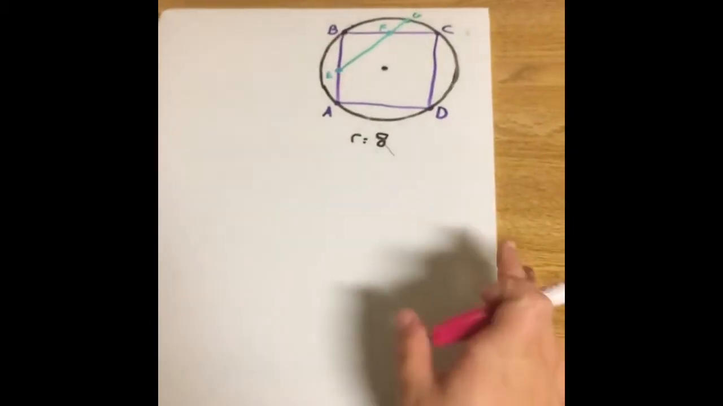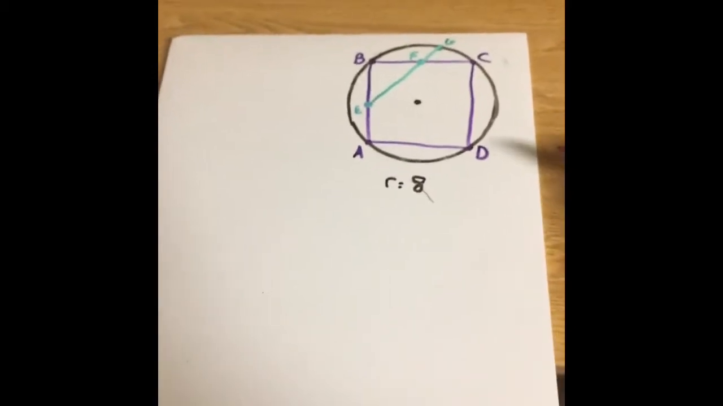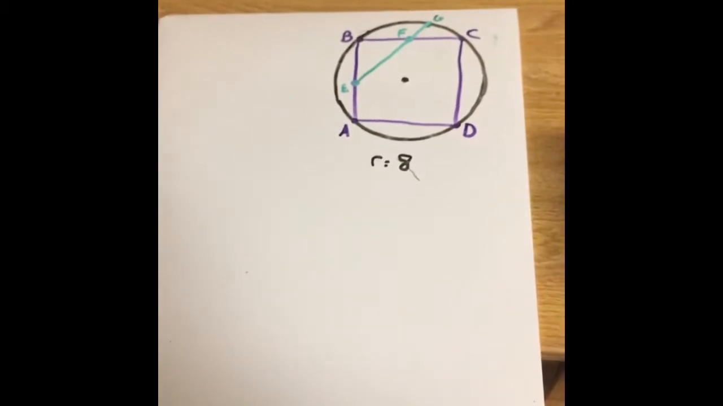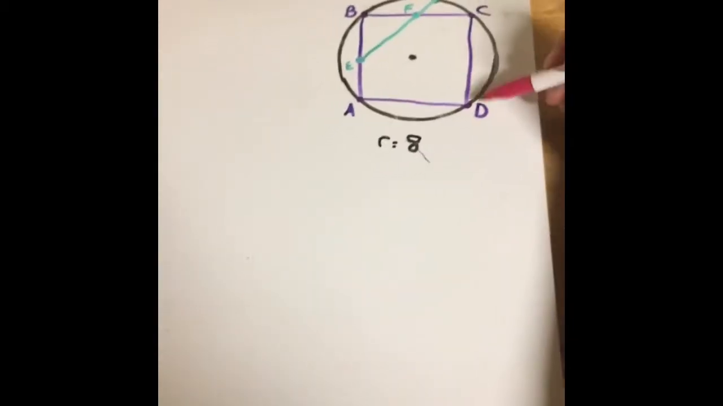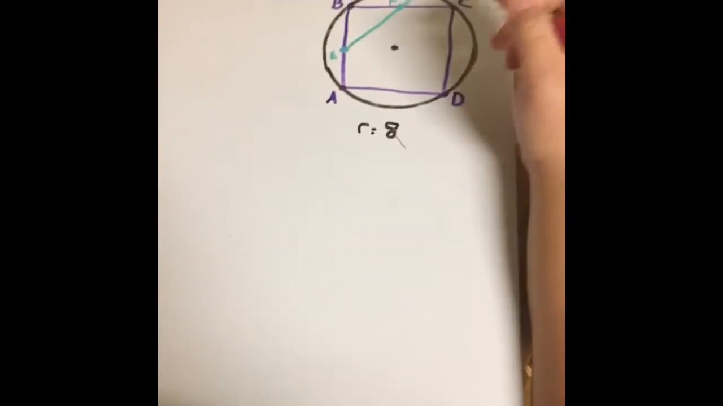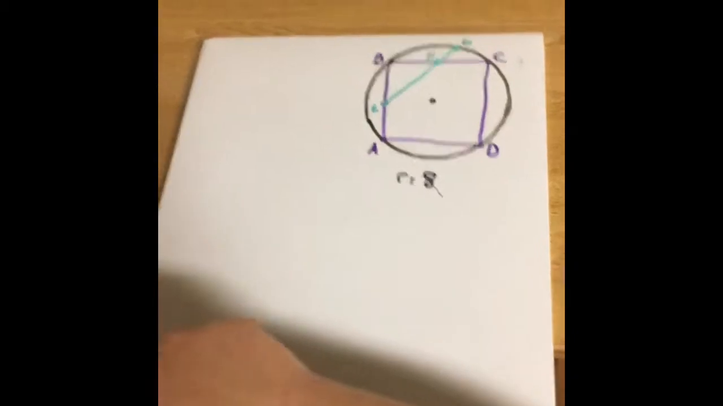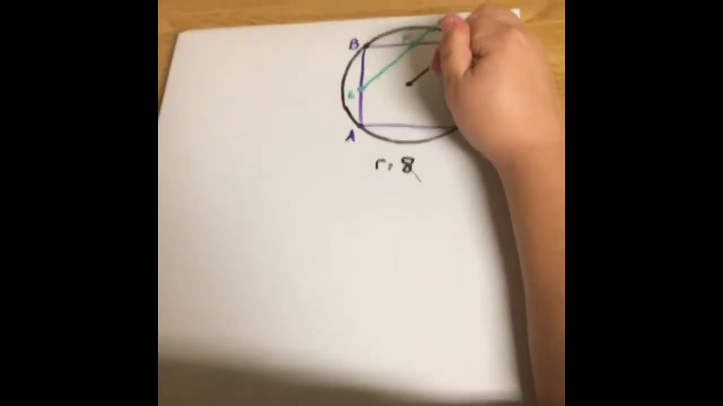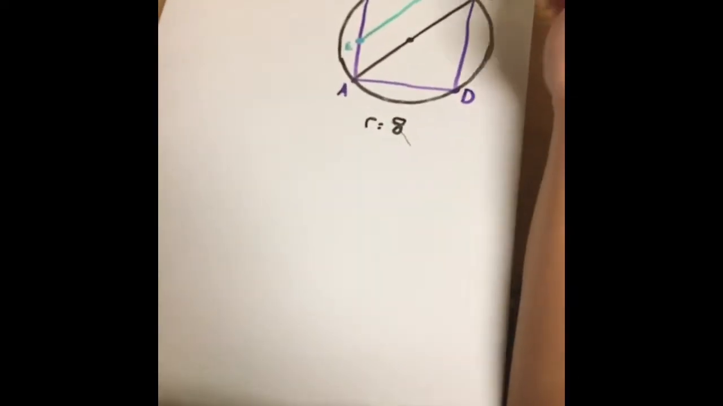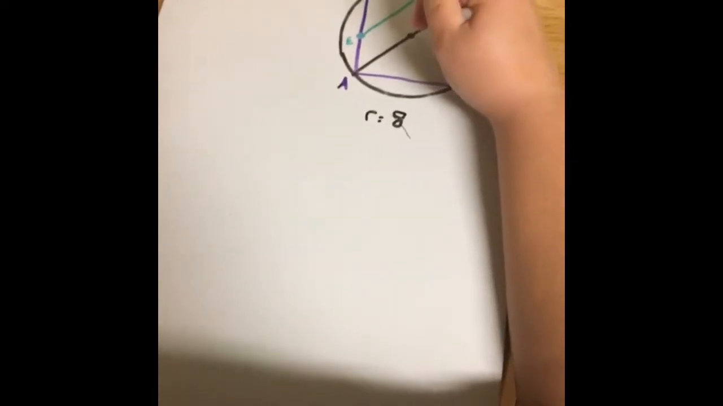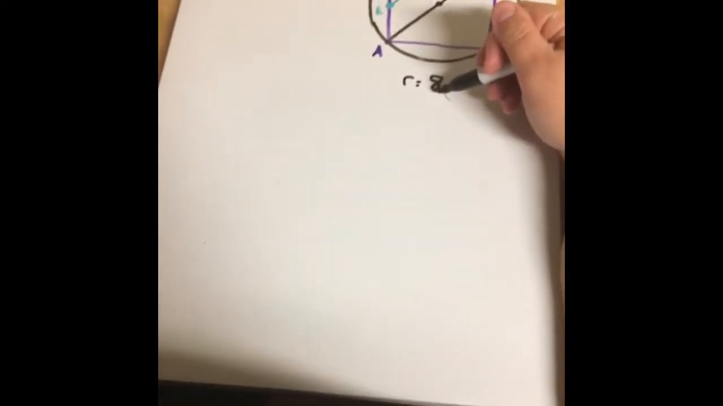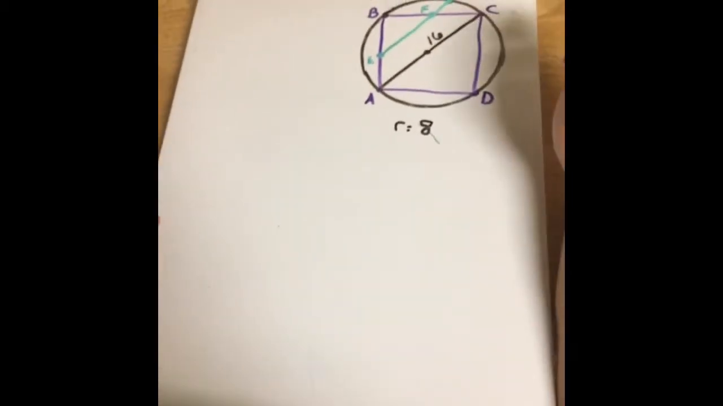So the first thing you have to do is draw a picture, and once you draw your picture, this is what you get. And what we're trying to find is the length of FG right here. Now the first thing we have to do is find the sides of the square. So what we can do is draw a diagonal across the square. And we know that the length of this diagonal here is 16 because it's the diameter of the circle, and the radius is 8 and the diameter is simply 2 times the radius.